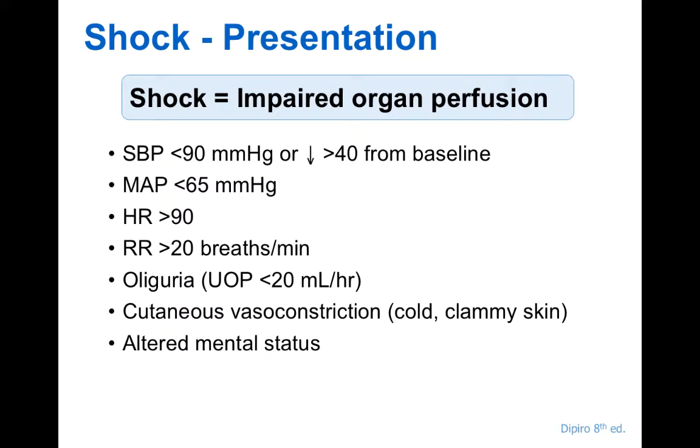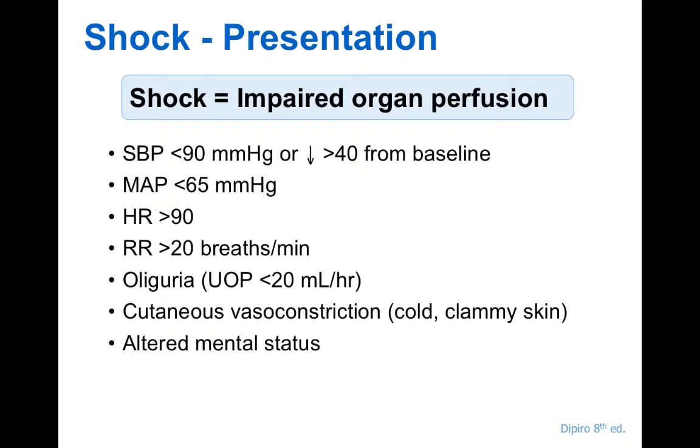Your body is always going to try and protect its most important organs like your heart and your brain. So when those compensatory responses aren't enough to keep the tissues perfused, it's going to start sacrificing less key organs like your kidneys, your liver, and your skin. So things that you may initially see are decreased urine output, and that's typically defined as a urine output less than 20 mils per hour.